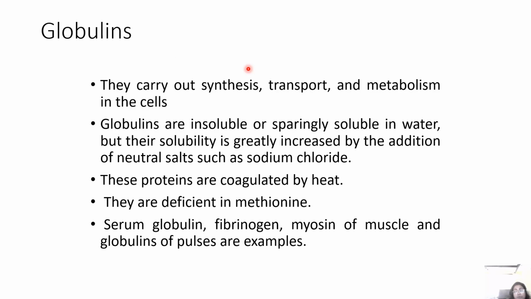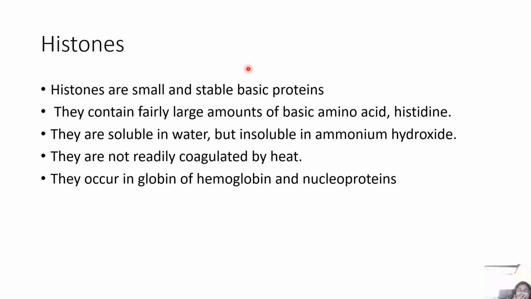Now, globulins carry out synthesis, transport, and metabolism in the cells. They are insoluble or sparingly soluble in water, but the solubility is greatly increased by the addition of neutral salts such as sodium chloride. These proteins are coagulated by heat. They are deficient in methionine. Serum globulin, fibrinogen, myosin of muscle, and globulins of pulses are examples.